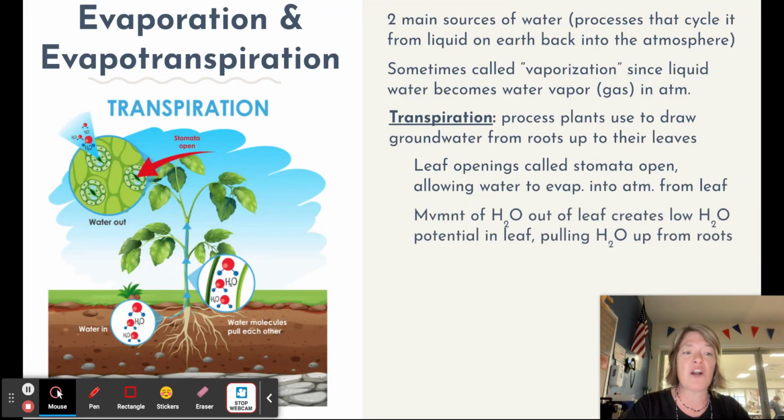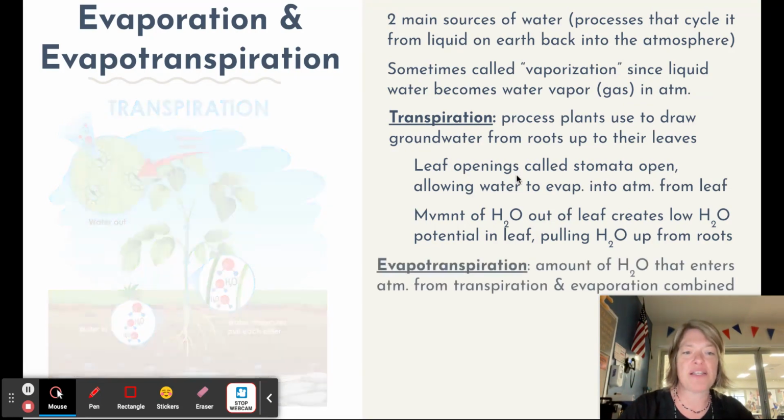The movement of water out of the leaf creates low water potential in the leaf. So again, there's that pressure. There's no water in the leaf, and this allows the movement of water up the stem.